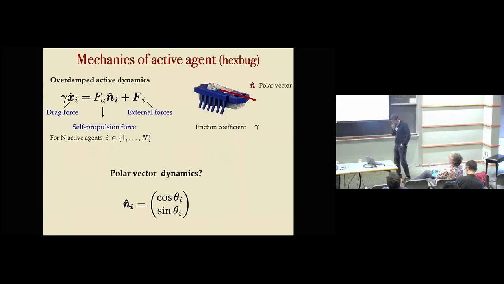Perfect. So let's go to the equations now. The equations are very simple, and we can compare directly with the experiment. This is the standard overdamped active dynamics: drag force, self-propulsion force, and external force, which in general will be this spring. This is very standard, but then the question is what will be the dynamics for the polar vector in terms of this angle theta_i? Theta_i is just the polarity angle.